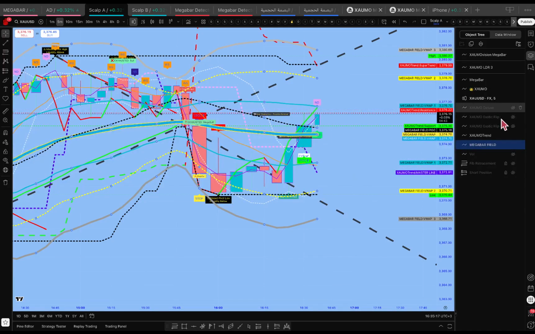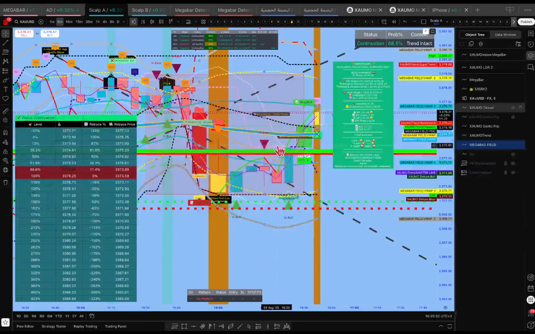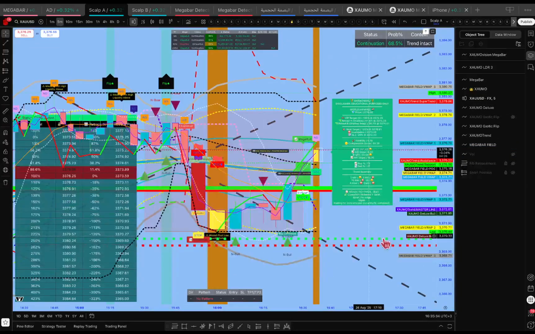I'm just putting the deluxe on the side. Let's put the flip, and here's the flip. It says here I have no demand and it's testing, and the momentum bull entry is already done, so I have momentum right now for the bullish side. And once I put the deluxe back again, this is how I see it.